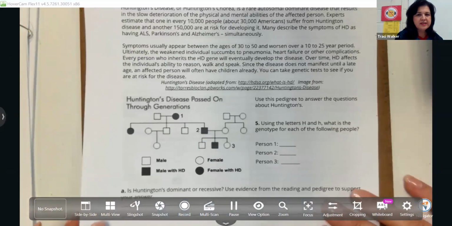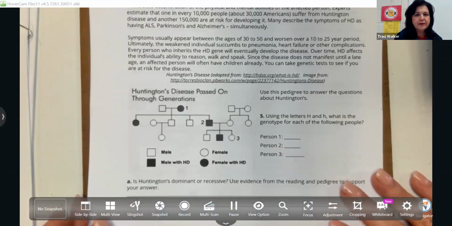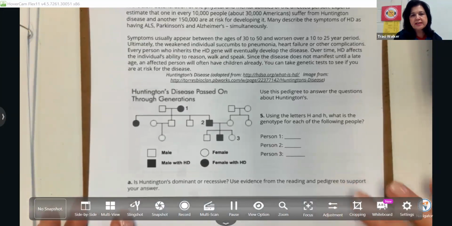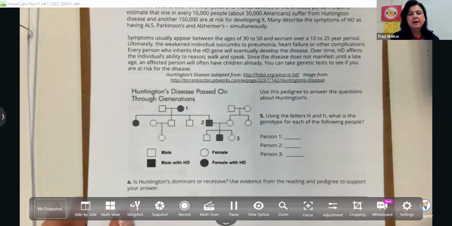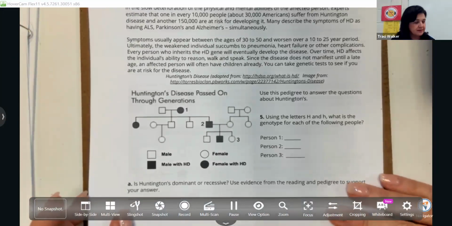Okay, so this time, this is a pedigree for Huntington's disease. And before we read, let's just look at this pedigree and see if we can figure out if Huntington's disease is autosomal dominant, recessive, or X-linked.